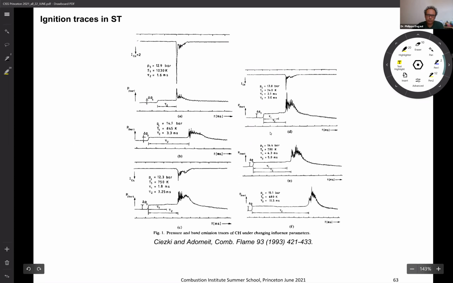On these two plots, and also this one, you can see that there is a small increase of pressure in this region, which corresponds to the first stage ignition, in fact, the cool flame. And then there is a second increase of pressure, which corresponds to the hot ignition. And you have the same phenomenon here.